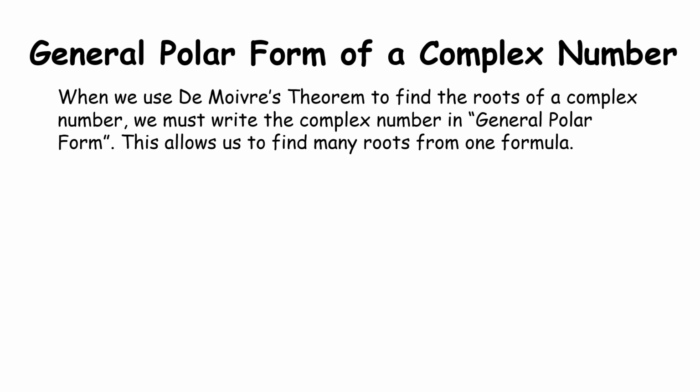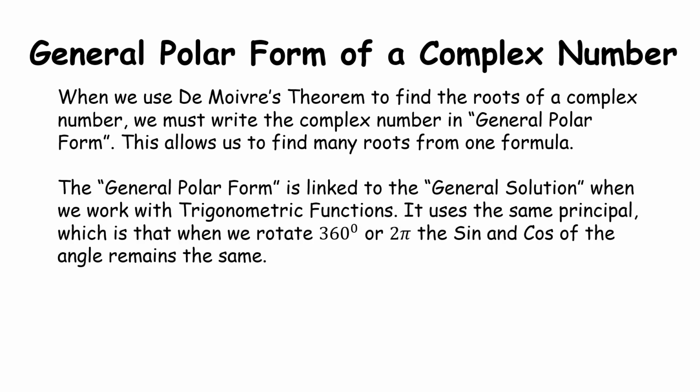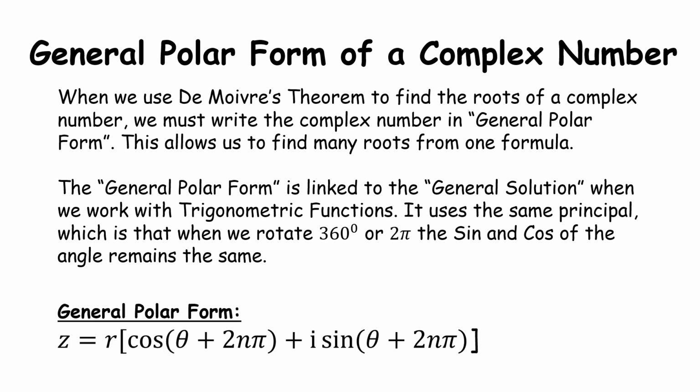We would have seen this general solution when we were looking for the angle in trigonometry, and we could find all the possible angles with that solution. So this is very much linked to what we've already done, and we're basically going to be adding in a rotation, and that rotation is 360 degrees or 2 pi. This is what we end up with. It looks very similar to the polar form. The only difference is our 2n pi added on.